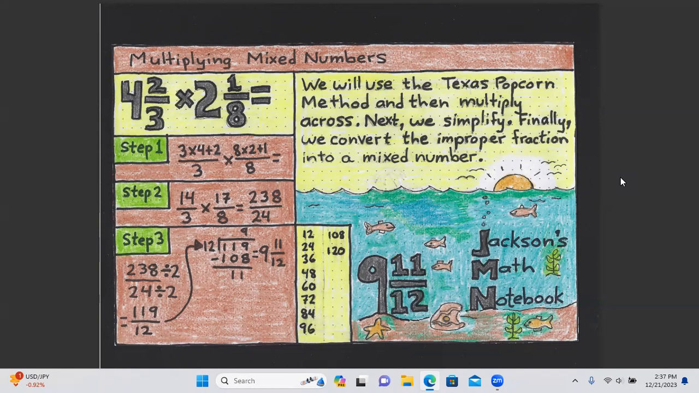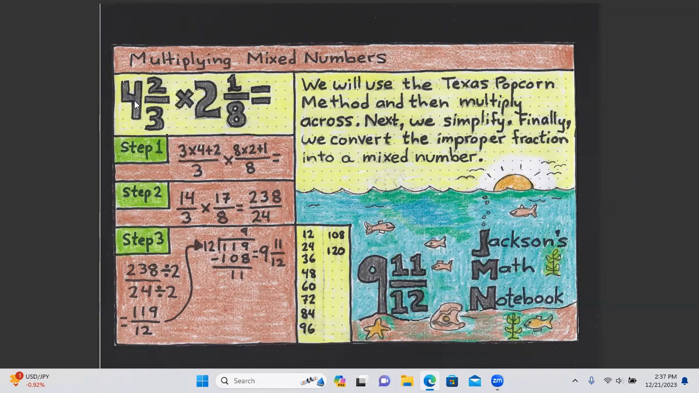Today, we are going to multiply a mixed number by a mixed number using the Texas popcorn method. And so here is our test case: 4 2/3 times 2 1/8. What we're going to do is turn both of these mixed numbers into improper fractions and then multiply across.